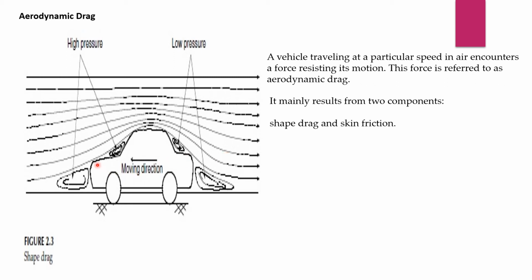Next, we will see skin friction. The air close to the skin of the vehicle moves at almost the same speed as that of the vehicle, while air far away from the vehicle remains still. In between, air molecules move at a wide range of speed. The difference in speed between the air molecules produces a friction that results in the second component of aerodynamic drag called skin friction.